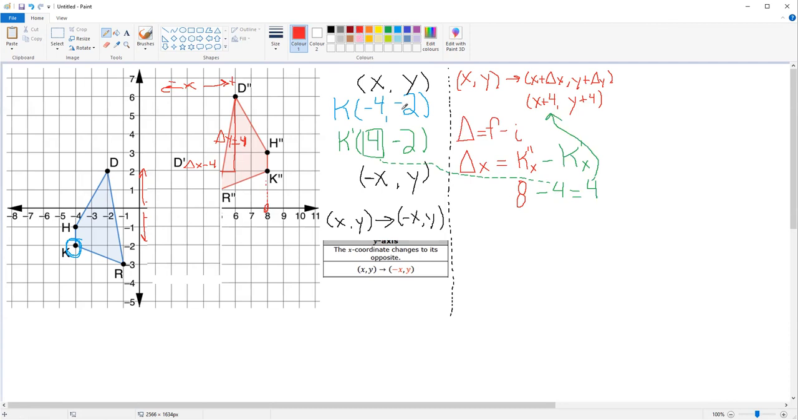So let's do it for y. My delta y is going to be the same thing, except the y takes its place. So it's going to be the y value of K double prime minus the y value of K prime. We'll pull off K double prime, and that just happens to be 2.